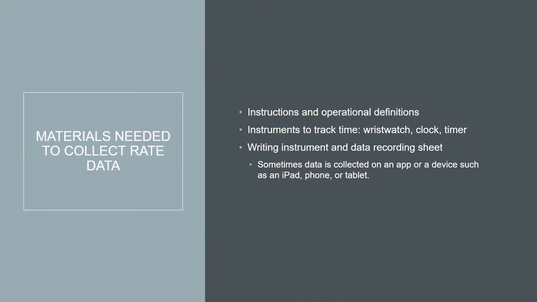Materials needed to collect rate data. You need instructions and operational definitions, instruments to track time, which could be a watch, a clock, or a timer, a writing instrument, and a data recording sheet. Sometimes data is collected on an app or a device such as an iPad, a phone, or a tablet.